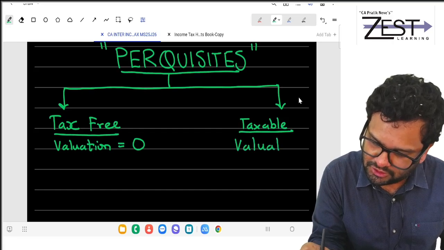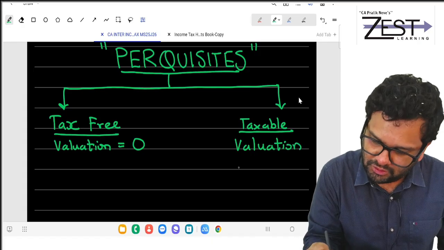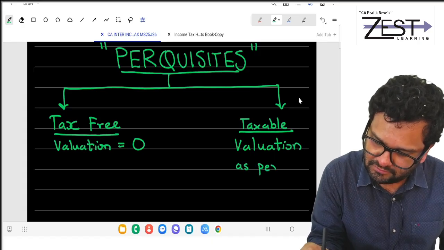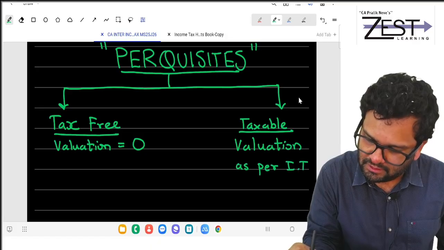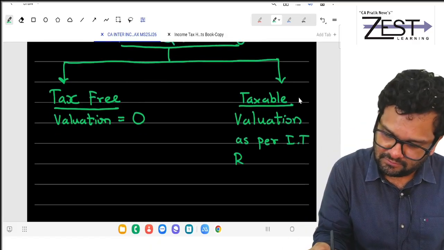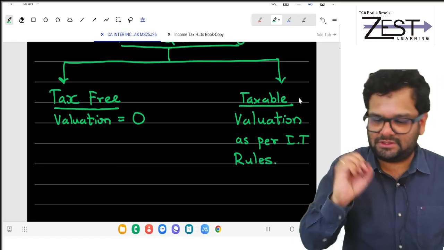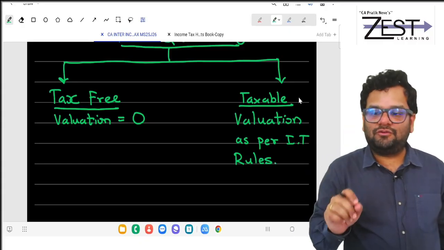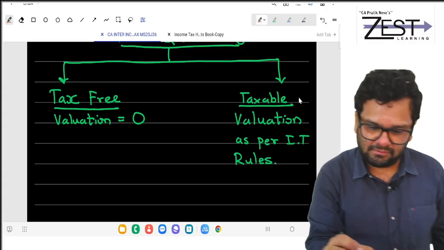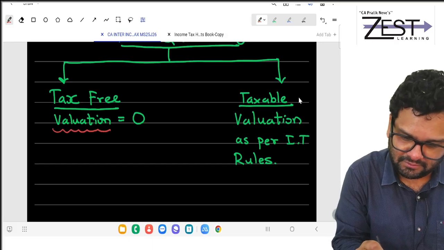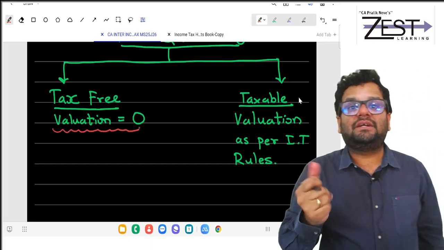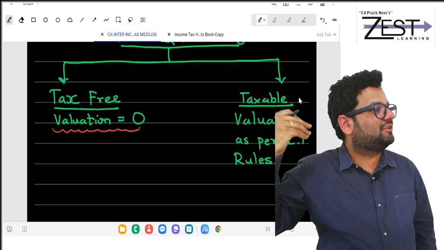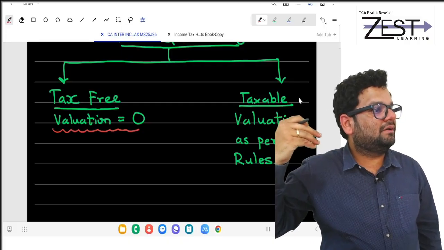For taxable perquisites, you will do the valuation. How will you do the valuation? You will do the valuation as per income tax rules. So can we focus on this part now? Which part? Tax free. In tax free, I have to just give you the list of those perquisites where the value will be zero.